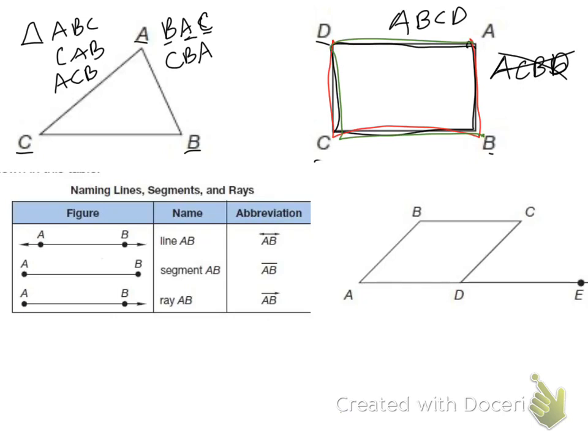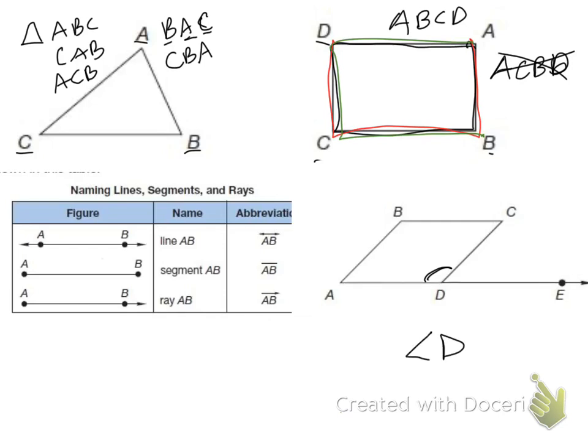Now, we can also name angles using letters. For example, here I have this parallelogram, okay? But let's say I wanted to name just this angle right here. Well, I can't name it angle D because this angle on this side is also considered angle D. So I would have to name it by 3 of its points.